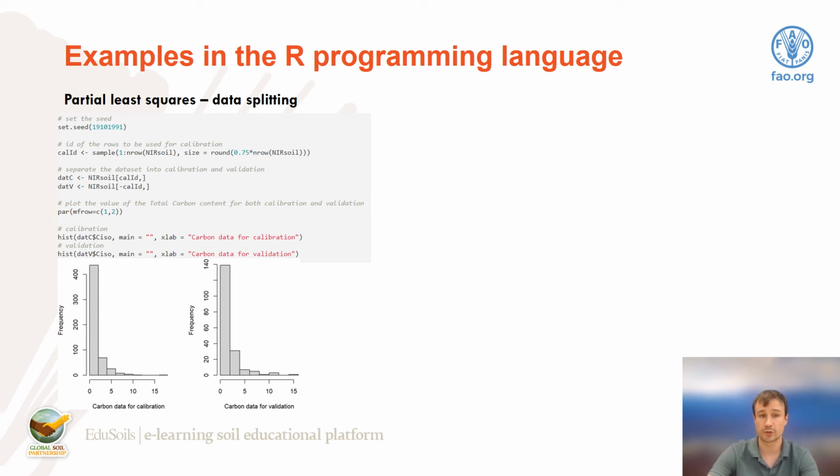So just to illustrate here, you have the total carbon data of the calibration and validation data plotted as histogram. And to plot the histogram, you use a function called hist. What we see using these histograms here is that both calibration and validation data have a similar distribution.